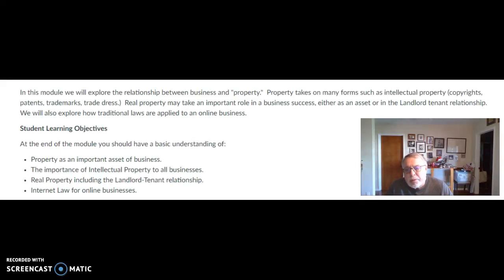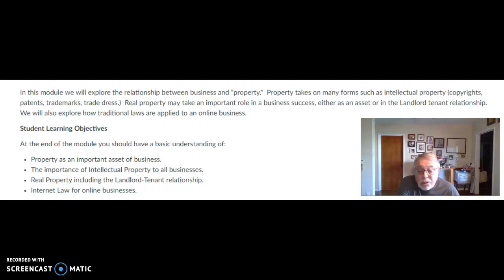In Module 5, we're going to explore the relationship between business and property. Property is a very important asset of business. It can take the form of intellectual property, like your copyrights, patents, trademarks, trade dress. Think of the brand name Coca-Cola. The value of the name itself is a huge part of the assets, the value of the Coca-Cola company, which of course affects their stock and things of that nature.